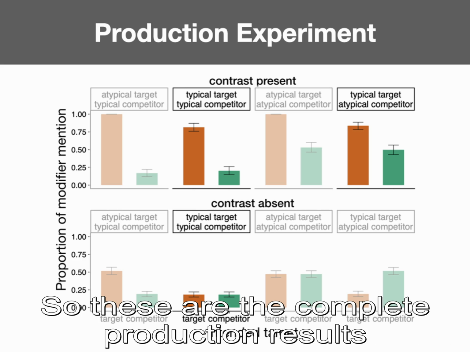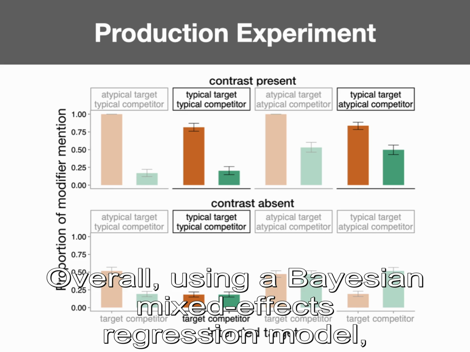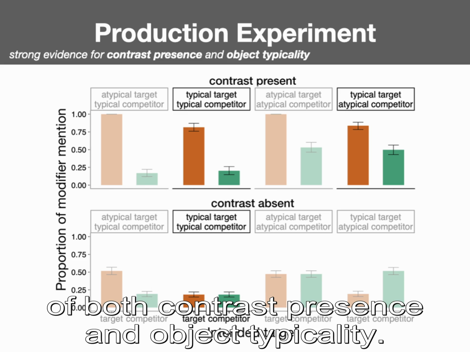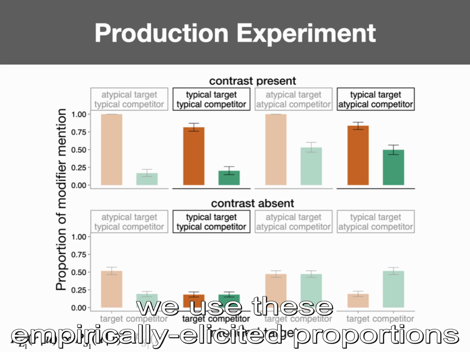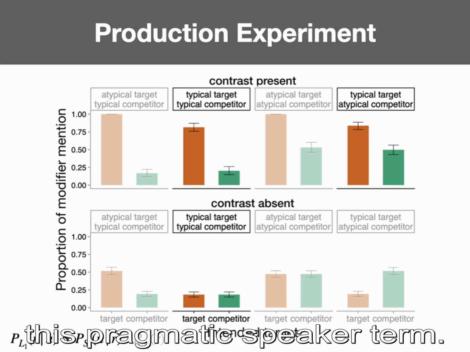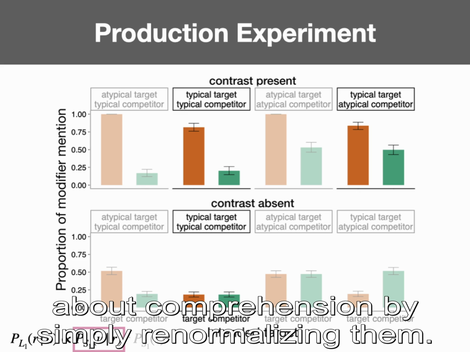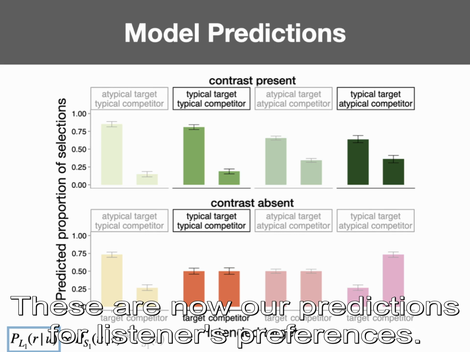So these are the complete production results for all conditions. Overall, using a Bayesian mixed effects regression model, we find strong evidence for effects of both contrast presence and object typicality. Coming back to our model, we use these empirically elicited proportions of modifier mention to approximate this pragmatic speaker term. We can now use these to obtain predictions about comprehension by simply renormalizing them. These are now our predictions for listeners' preferences.